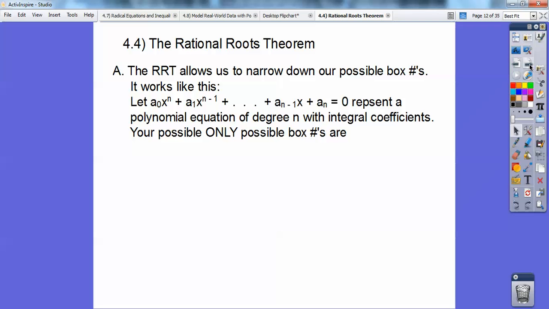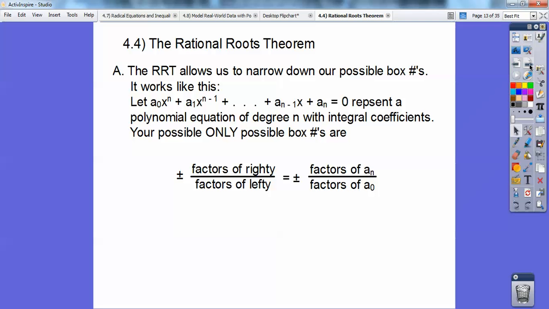What this does is the factors are always the box numbers. Your possible box numbers are plus or minus the factors of this number over factors of this number right here. That's what this says. Factors of righty over lefty. You can disregard all the stuff in the middle.